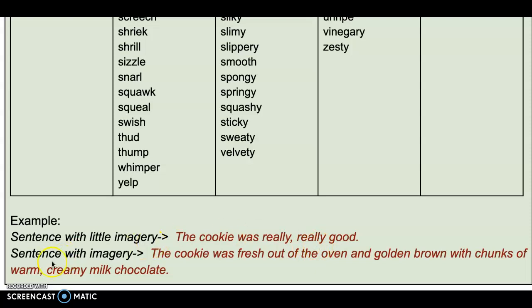The second sentence adds imagery. The cookie was fresh out of the oven and golden brown with chunks of warm, creamy milk chocolate. Now I not only have a sense of touch because it's warm, but I also have a sense of taste because it talks about the chunks of warm, creamy milk chocolate. And I would say I have a picture of it in my head too. It's sight with the golden brown, and I think I can smell this cookie.